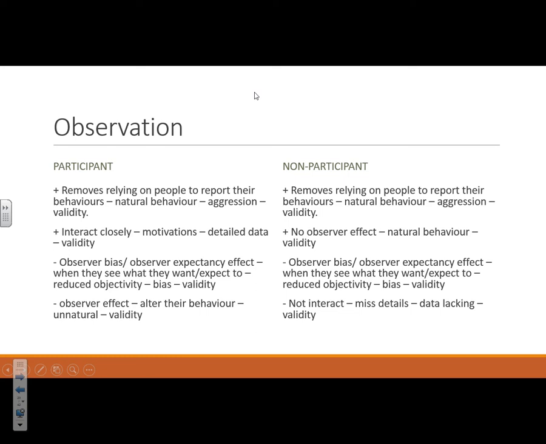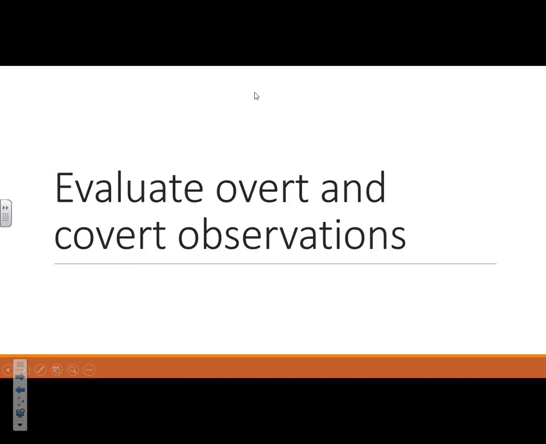Non-participant, it removes relying on people. So strength is it removes relying on people, which we've talked about. Strength is there's no observer effect, exactly as we've just discussed. This time people can't influence people's behaviours. There is observer bias again, but you aren't interacting, so you might miss details. That reduces the amount of data that you have, and therefore reduces the validity of the study, because we can't be confident that we're measuring what we're claiming to measure if we don't have enough detail. Next one, could you evaluate overt and covert observations for me? Pause the video here.